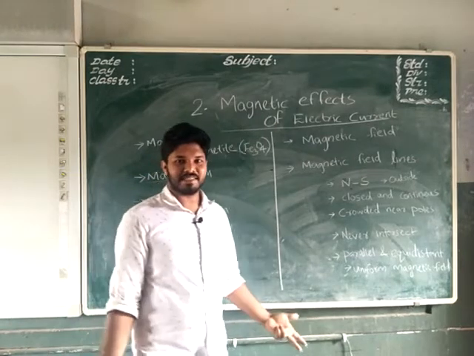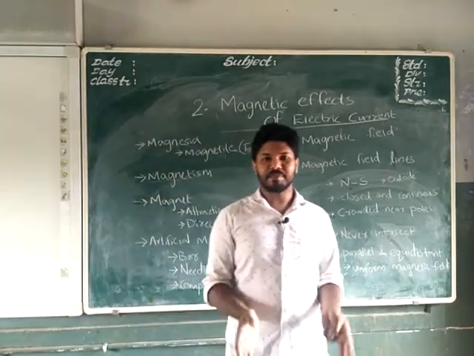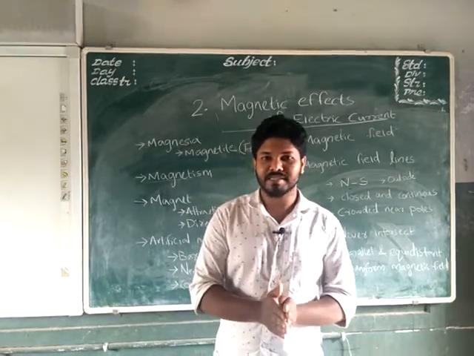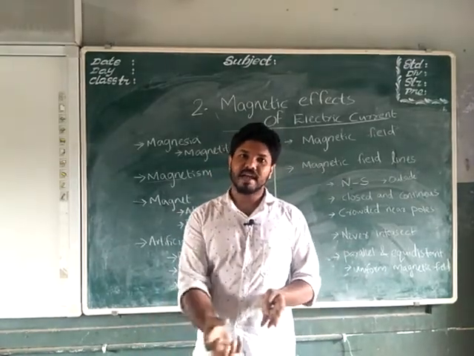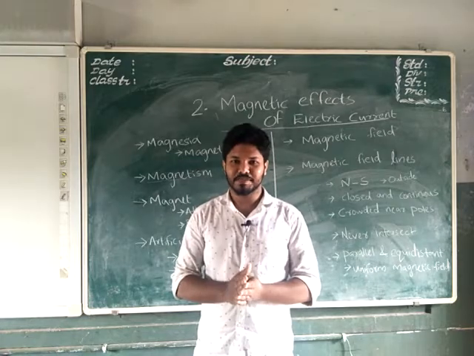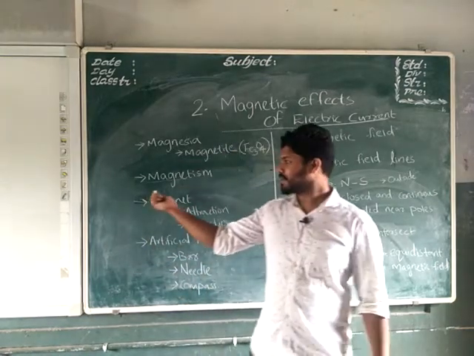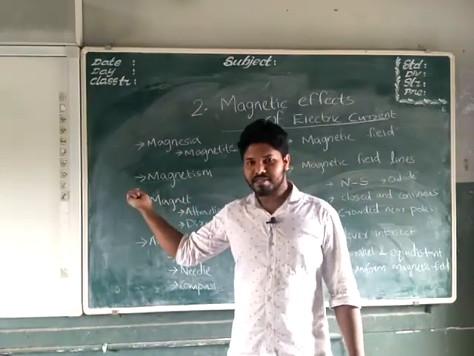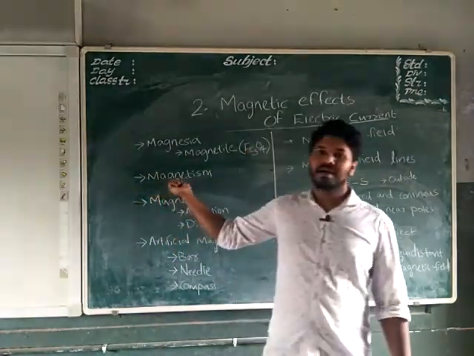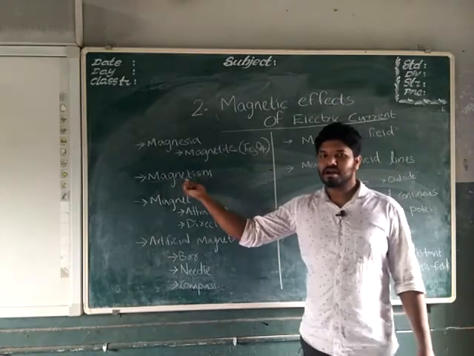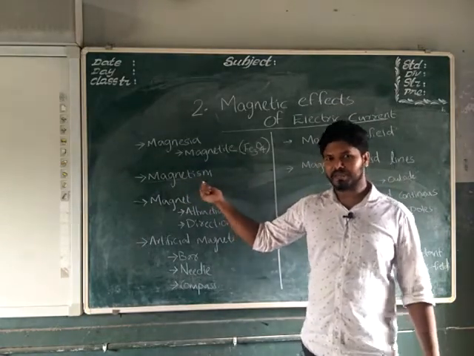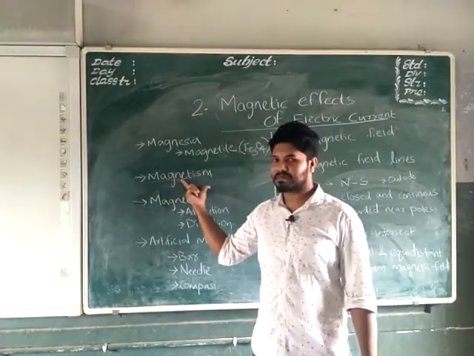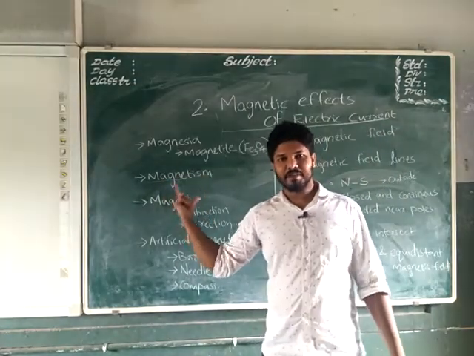So what is a magnet? The basic property of a magnet is that it will attract iron pieces towards it. This property is called magnetism, the property by which iron particles are attracted. This is called magnetism. So any mineral that shows the property of magnetism is called a natural magnet.